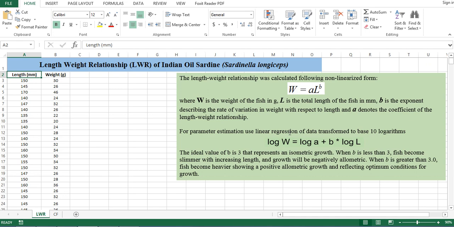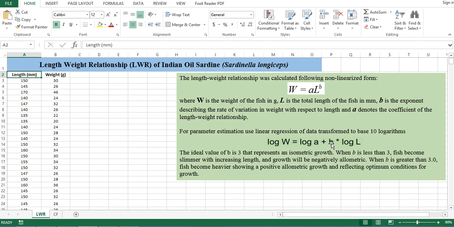So this is a non-linear function, and if we want to make the linear function of this relationship, we have to make a log transformation. Taking the log of both sides, log of W, log of weight, is equal to log of A plus B into log of length. And the idea is to estimate the B value, which is a very important parameter.